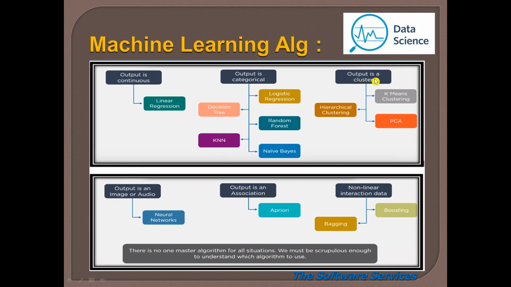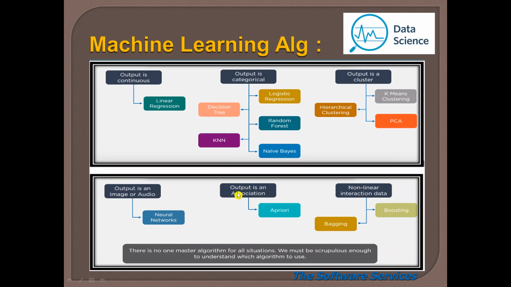Then if you want to cluster or group the data, the better algorithms to use are k-means clustering, hierarchical clustering, PCA, like that. And if you want to recognize audio or an image, then you should use neural networks. You should not use linear regression or decision trees for recognizing images or audio. You should use neural networks, which in other words is called deep learning, friends.